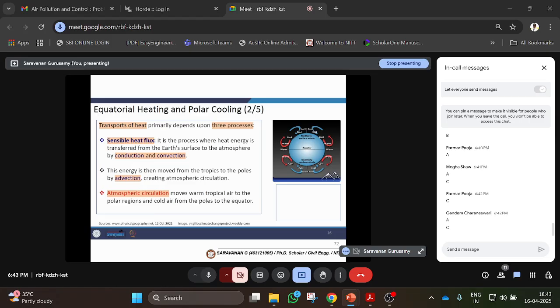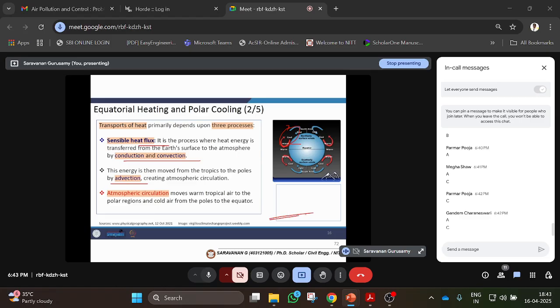You can see here, due to heat flux, the warmer air is moving up and the colder air is moving down. So that you can say is convection. See here, conduction and convection are happening. This energy is then moved from the tropics to the poles by advection. If it is happening on the Earth's surface, then it is called conduction or convection. Then the bulk movement is called advection. Hope you are clear about this transportation mechanism.